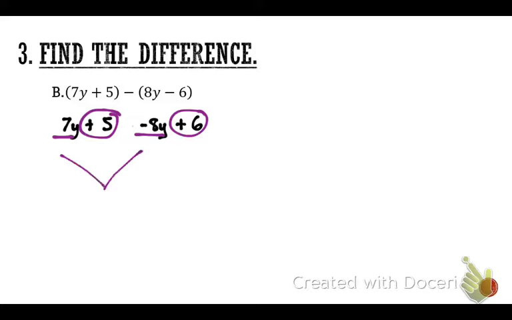Let's combine these, guys. Same sign or different sign? Different. Same sign, add and keep. Different sign, subtract and take. So what would that be? Negative 1y. A lot of you guys had 15y or negative 15y. Be careful. Different signs, you've got to subtract them and take them.